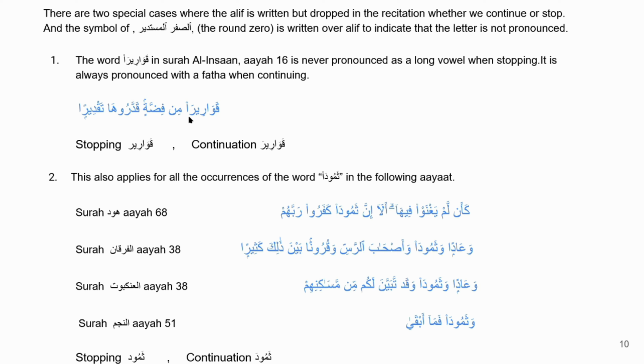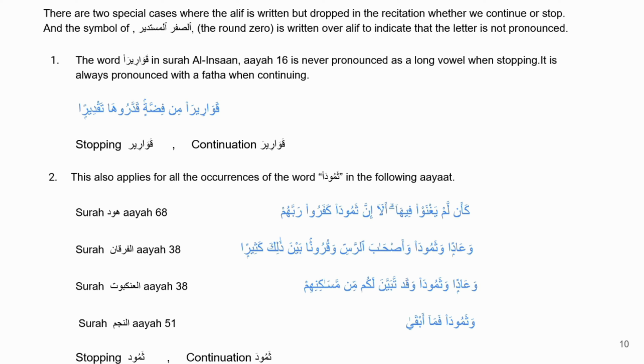We do not recite this alif with two counts of maddu tabi'i when continuing or stopping. It is always pronounced with a fatha on letter ra when we continue our recitation, and when we choose to stop, we stop with a sakin ra. So upon stopping, this is how we will recite qawarir, and upon continuation, this is how we will recite qawarira.